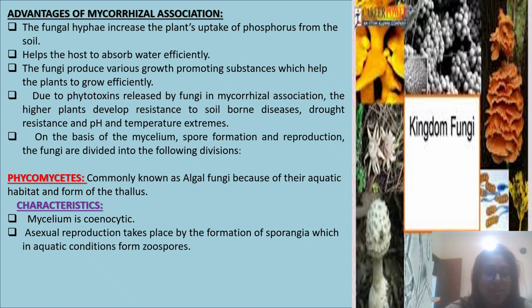On the basis of the mycelium, spore formation and reproduction, the fungi are divided into the following divisions. That is Phycomycetes, commonly known as the algal fungi because of their aquatic habitat and form of the thallus. Characteristics of the Phycomycetes: mycelium is coenocytic. Asexual reproduction takes place by the formation of sporangia, which in aquatic conditions form zoospores.